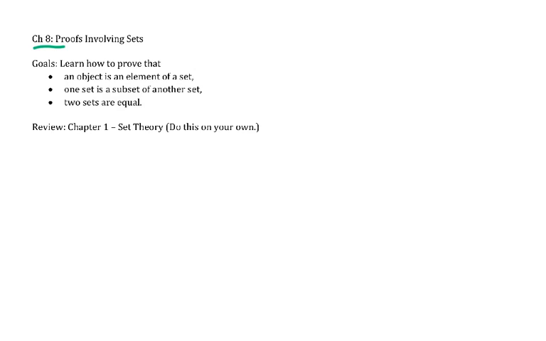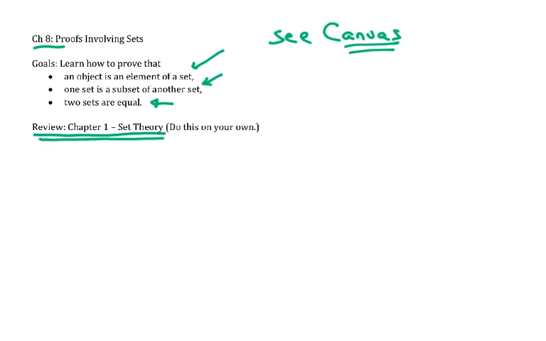And here's what we're going to try to learn. We're going to learn how to prove that some object is an element of a given set. We'll prove how you can show that one set is a subset of another set, and how do we prove set equality. You should review the set theory in Chapter 1 and the notation in that chapter. Now, we will not do all of this chapter. See Canvas for what you should read and which examples you should look at.